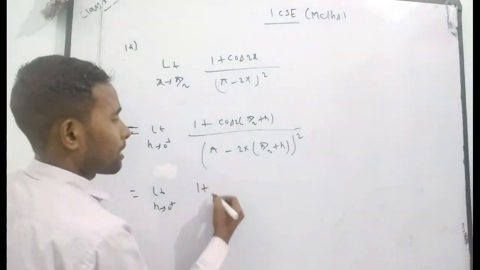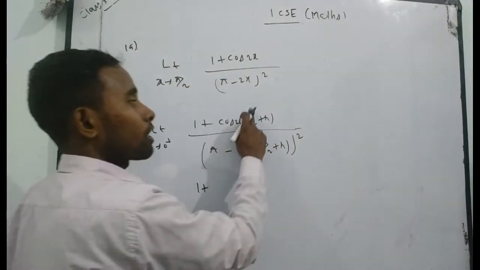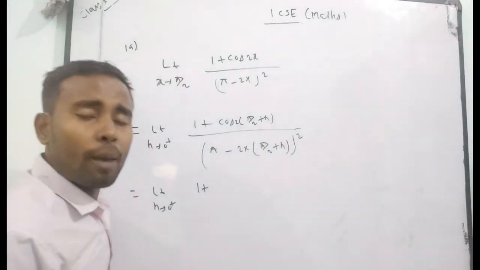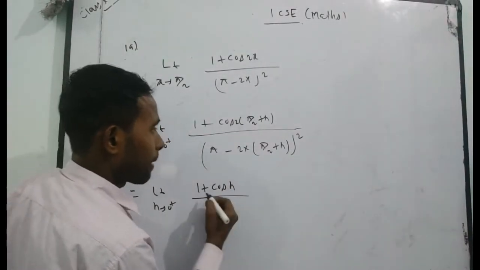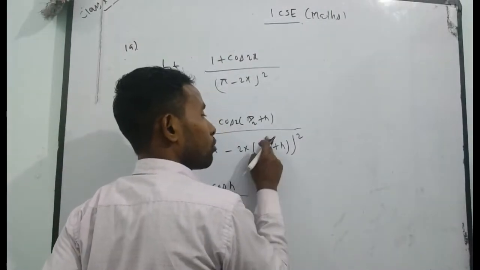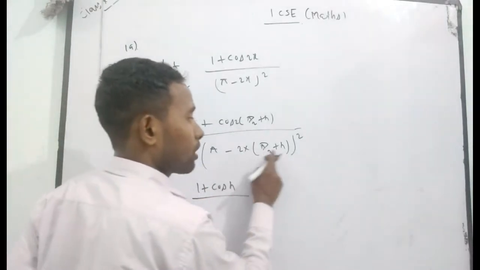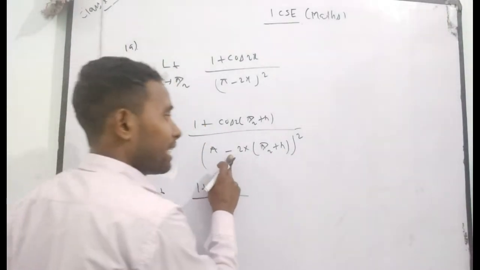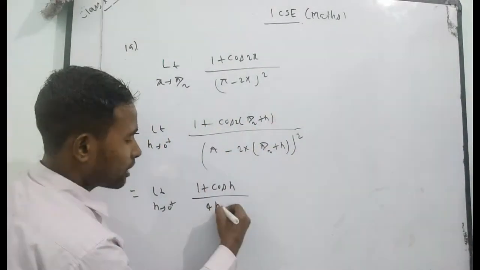It will be 1 plus, if you multiply by 2 in the whole expression, cos (pi plus 2h). What is the formula of cos (pi plus 2h)? Minus cos 2h. In the denominator, after multiplying by 2 in this expression, you get 2 to cancel, and you get pi minus pi minus 2h. So pi cancels and finally you get minus 2h, and minus 2h whole square will be 4h square. So you write here 4h square.